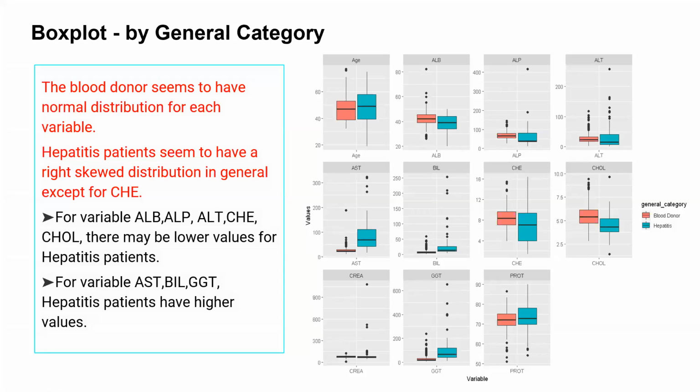So you made a statement there, Yu Jing. The blood donor seems to have normal distribution for each variable. Can you tell from the box plot that they are normally distributed? If I'm not mistaken, when the median line is on the middle, it should be about a normal distribution.